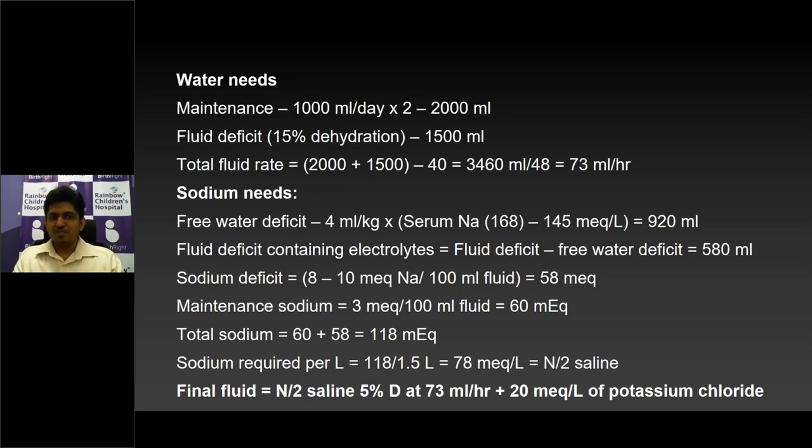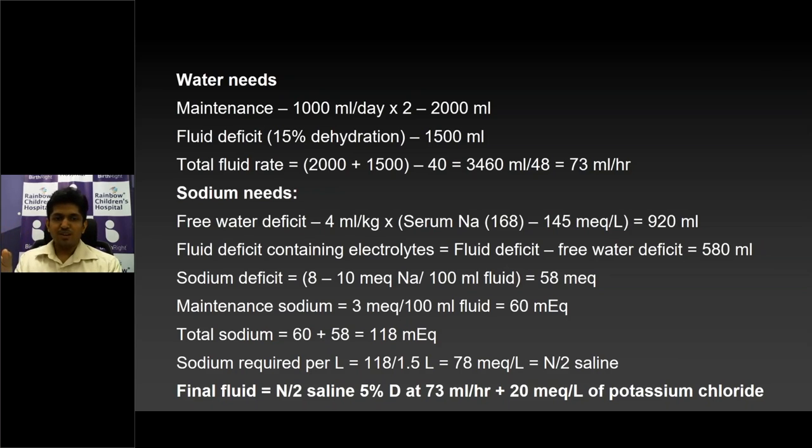Now coming to the free water deficit, which is the sodium needs. For calculating the sodium needs, we are going to look into the free water deficit. The formula for calculating the free water deficit is 4 ml into body weight, that is 4 ml per kg, into the rise of sodium. For example, if the serum sodium is 168, you minus it by 145, which is the normal, target sodium, which will be equivalent to 920 ml, meaning this 920 ml of loss of free water has resulted in increase in serum sodium from 145 milliequivalent to 168 milliequivalent. So we have to give this 920 ml in addition to the fluids that we are going to give.